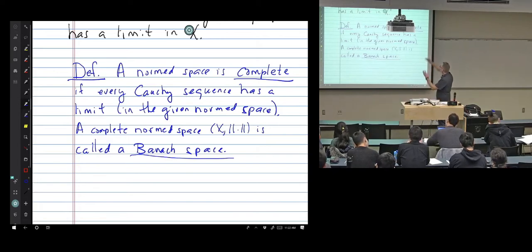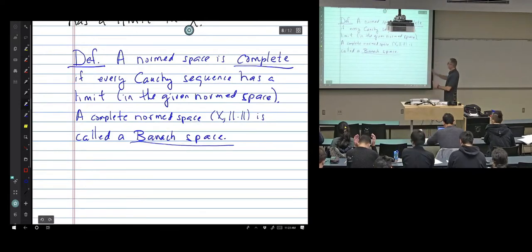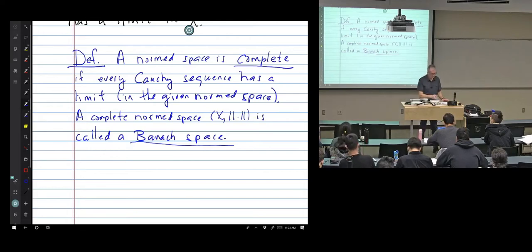So a normed space is complete if every Cauchy sequence is also a converging sequence. Those are called Banach spaces. So all finite dimensional spaces satisfy that. And then there's whole catalogs of infinite dimensional spaces.